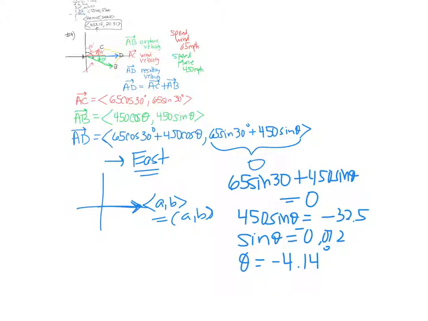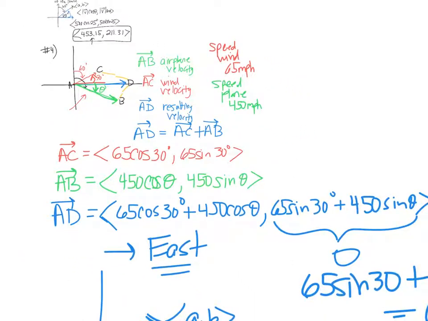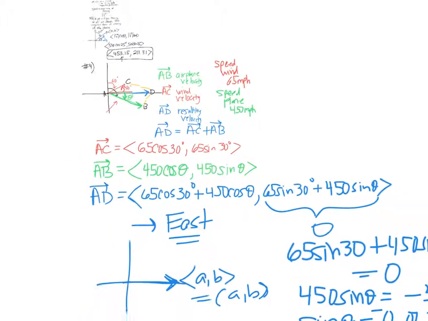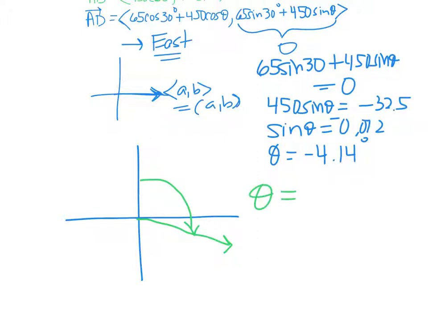So let's go back and ask, what are we looking for here? I'm looking for two things. First of all, I want the directional angle of the airplane. The airplane has to go here in order to go due east, and so that angle is what? My bearing I should take is what? Anybody guess?